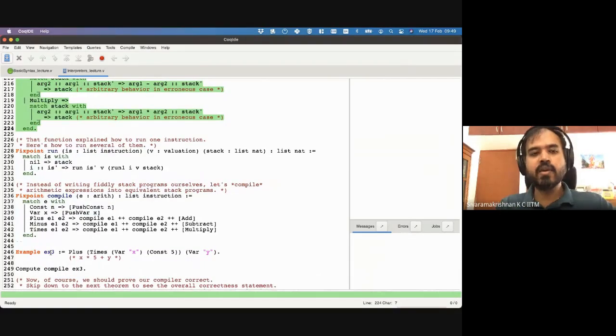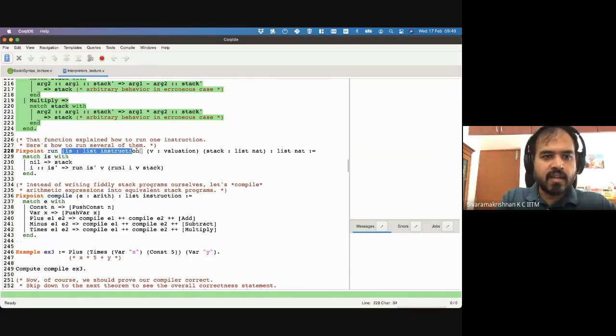Okay, so that is the behavior for executing a single instruction. Of course, we want to execute more than one instruction, right? And that is given by this run function. Now it's a fixed point because this is going to execute all the instructions on the stack. So if you're given a list of instructions and a valuation and a stack, right? What it does is, if the list of instructions is null, you're done. You just return the original stack that was passed.